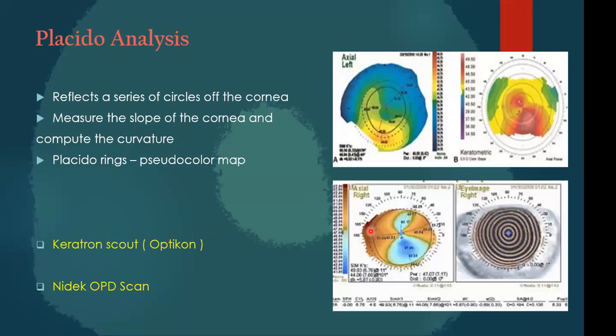Coming to the most common and the basic topographer, which is the Placido analysis. This basically reflects a series of rings off the anterior surface of the cornea. It gives us a pseudo color map by measuring the slope and the curve, and it computes the curvature of the cornea. So it actually just measures the slope and it computes the curvature. Hence, the Placido rings give us a pseudo color map. The two most common devices in use have been the Keratron Scout and the NIDEK OPD scan, where OPD stands for optical path difference.